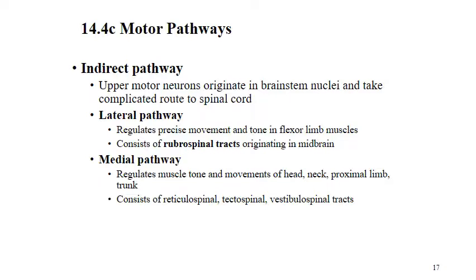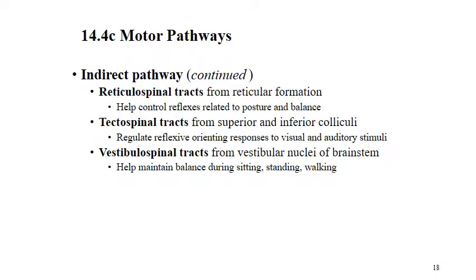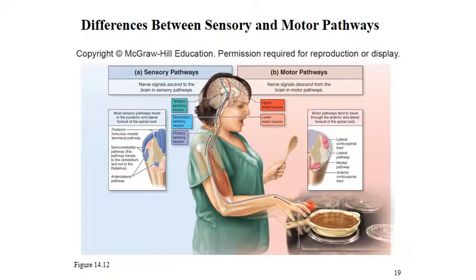and vestibulospinal tracts. Continuing with our indirect pathways, we have the reticulospinal tracts from the reticular formation, and they help control reflexes related to posture and balance. The tectospinal tracts from the superior and inferior colliculi regulate reflexive orienting responses to visual and auditory stimuli, and then the vestibulospinal tracts from the vestibular nuclei of the brainstem help maintain balance during sitting, standing, and walking.